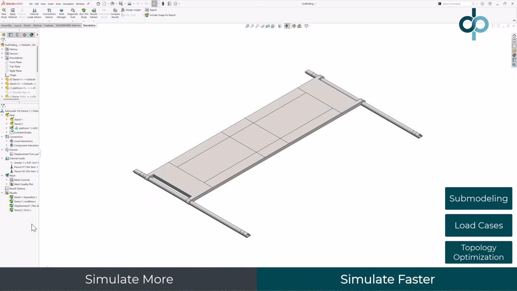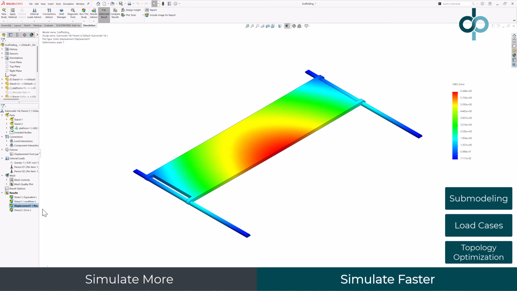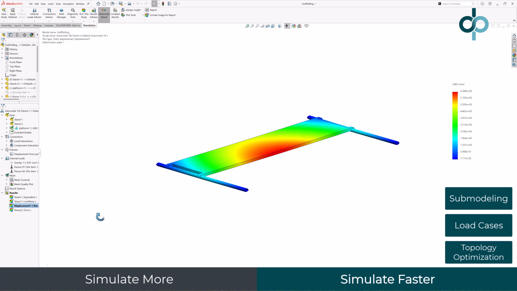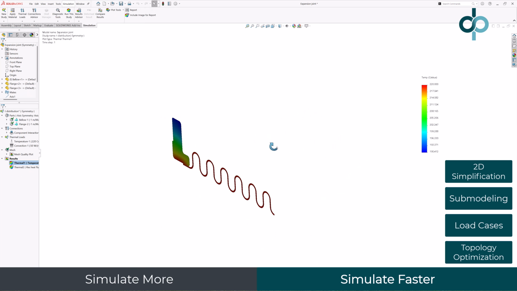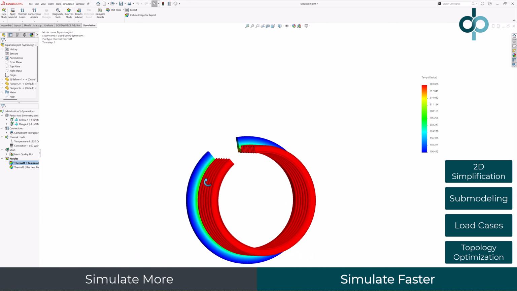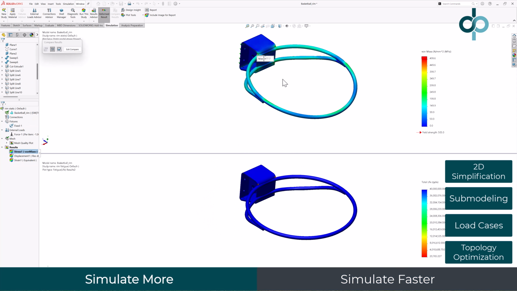Next, you'll apply submodeling to simplify massive assemblies by zooming in on critical areas, saving time without sacrificing accuracy. You'll also harness 2D simplification to supercharge your studies and get accurate results in the blink of an eye. From there, you'll expand your toolkit beyond static strength tests into new study types that uncover other possible failure modes.